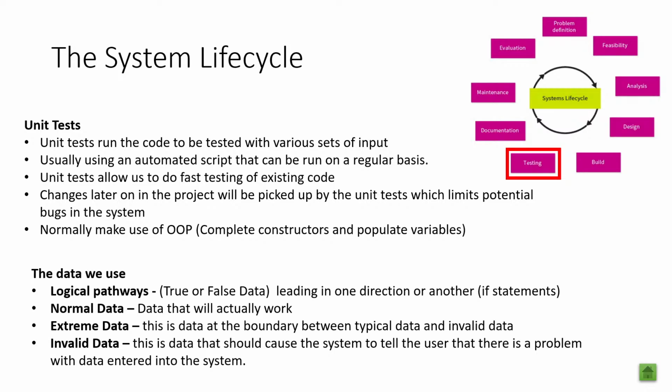So when people get to their coursework testing stage, you'll be using logical pathways, normal data, extreme data, and invalid data. So you can have extreme valid, extreme invalid, etc. You want to robustly test your system with lots of different inputs to make sure that you're covered and that your system is robust and you can't break it. And I will break it.